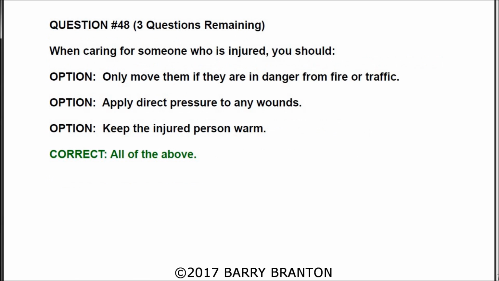Question number 48. When caring for someone who is injured, you should, and in this particular question, all of the answers are correct. So let's go over the options. Option number 1, only move them if they are in danger from fire or traffic. Option number 2, apply direct pressure to any wounds. And option number 3, keep the injured person warm. So all of the above are correct.